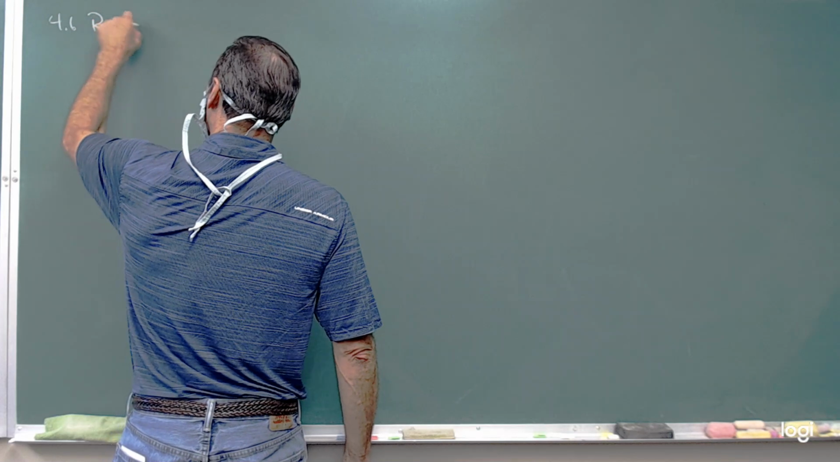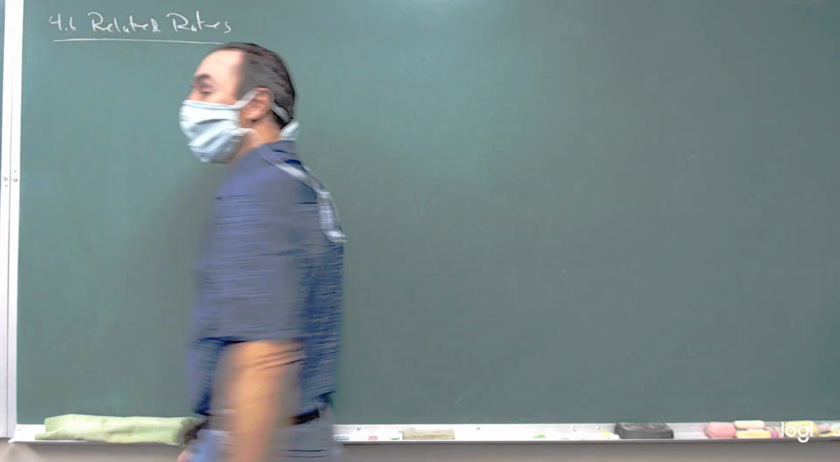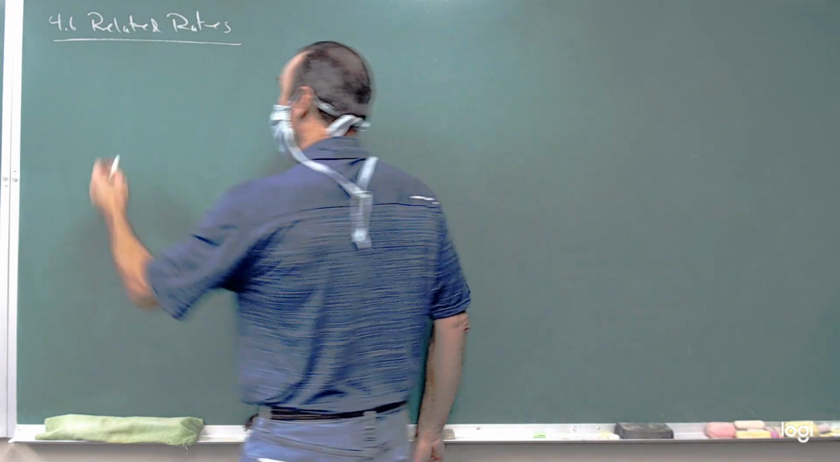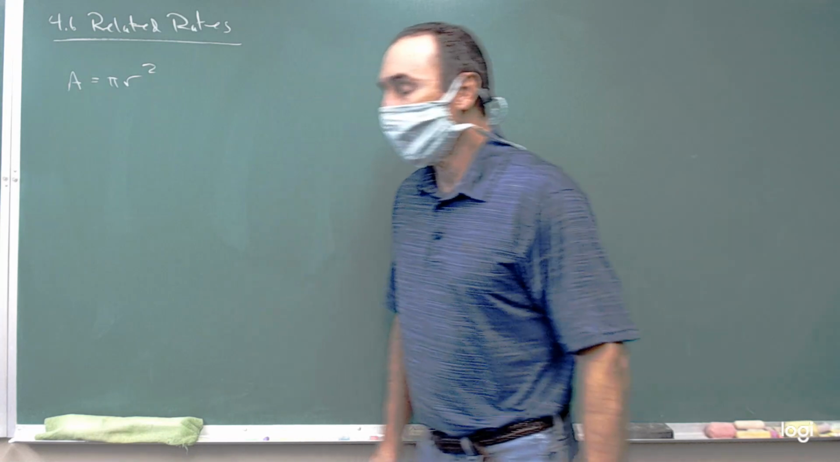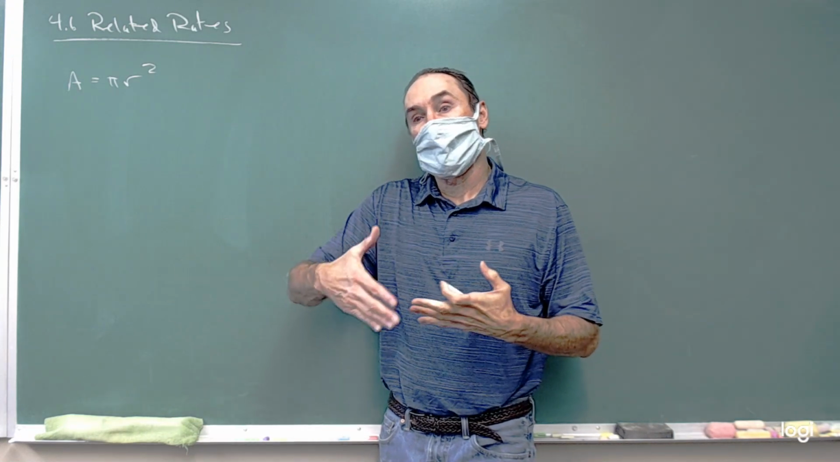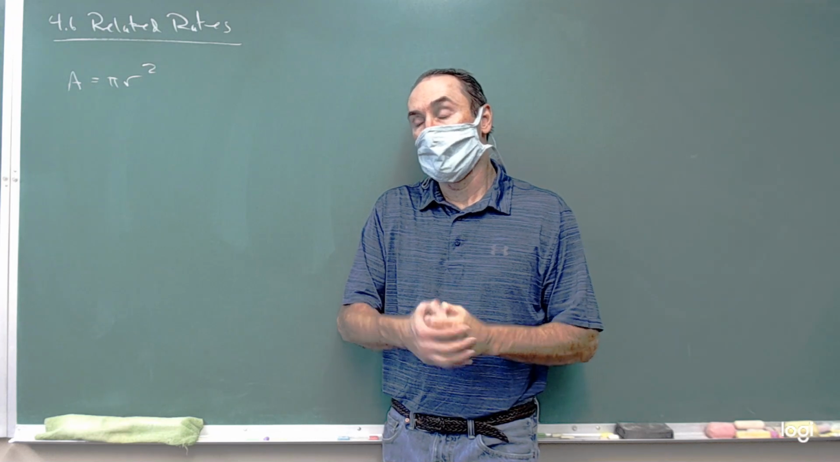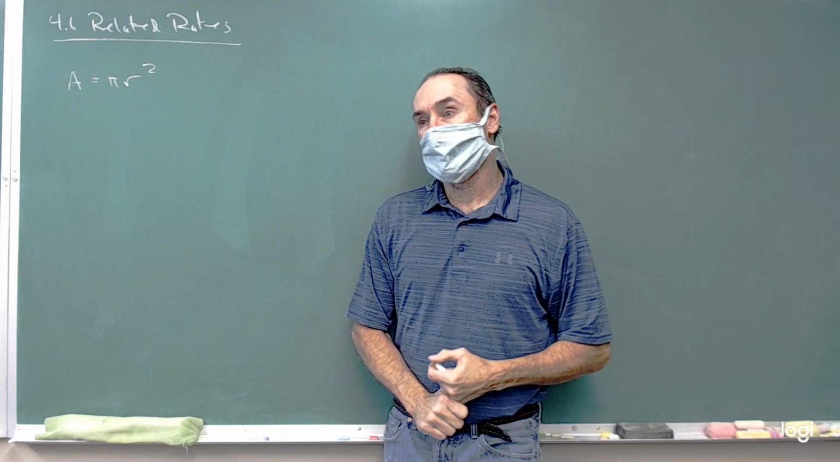I'm going to talk about related rates. So here's an idea. We know that the area of a circle is pi r squared. And so the way that is written, area is a function of the radius. So you choose what the radius is, that determines what the area of that circle is.